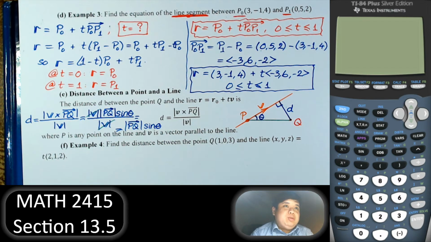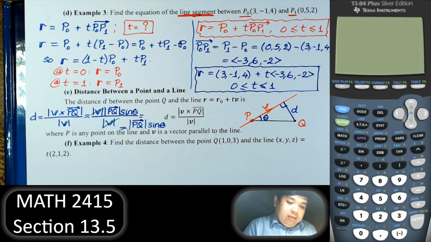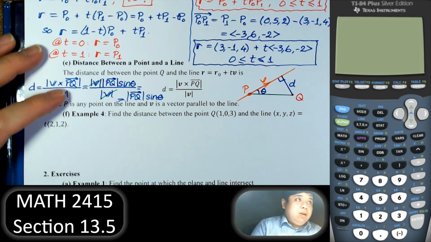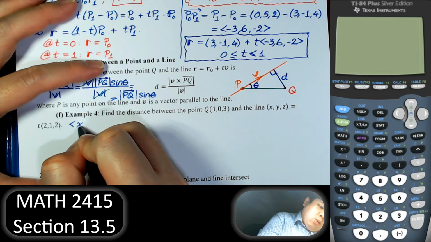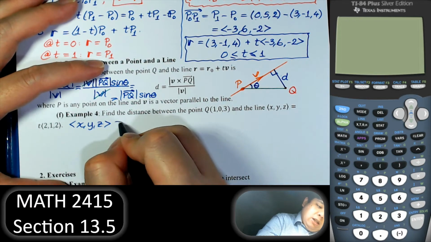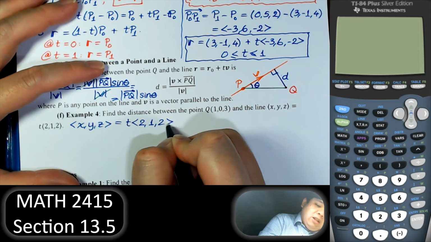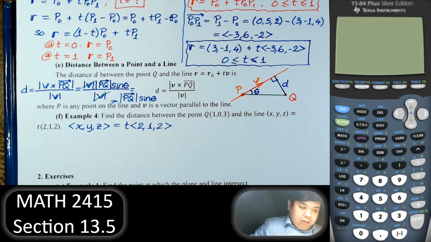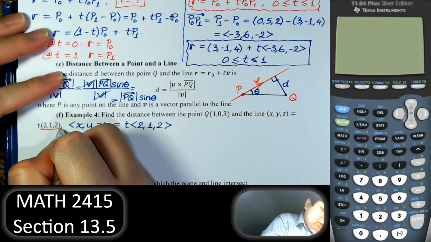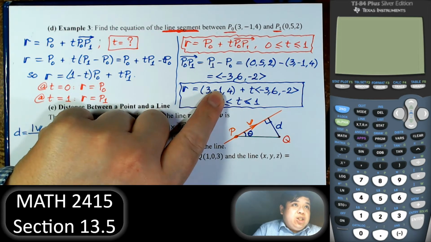Except I should leave more space on this problem. Right, for the distance between this point and this line. So we have x, y, z equal to just that. So let's say x, y, z is equal to t times 2, 1, 2. So we certainly have a vector direction here. That is vector v. So where's the point? Actually, if it's given in this form, then obviously that is a point, right?